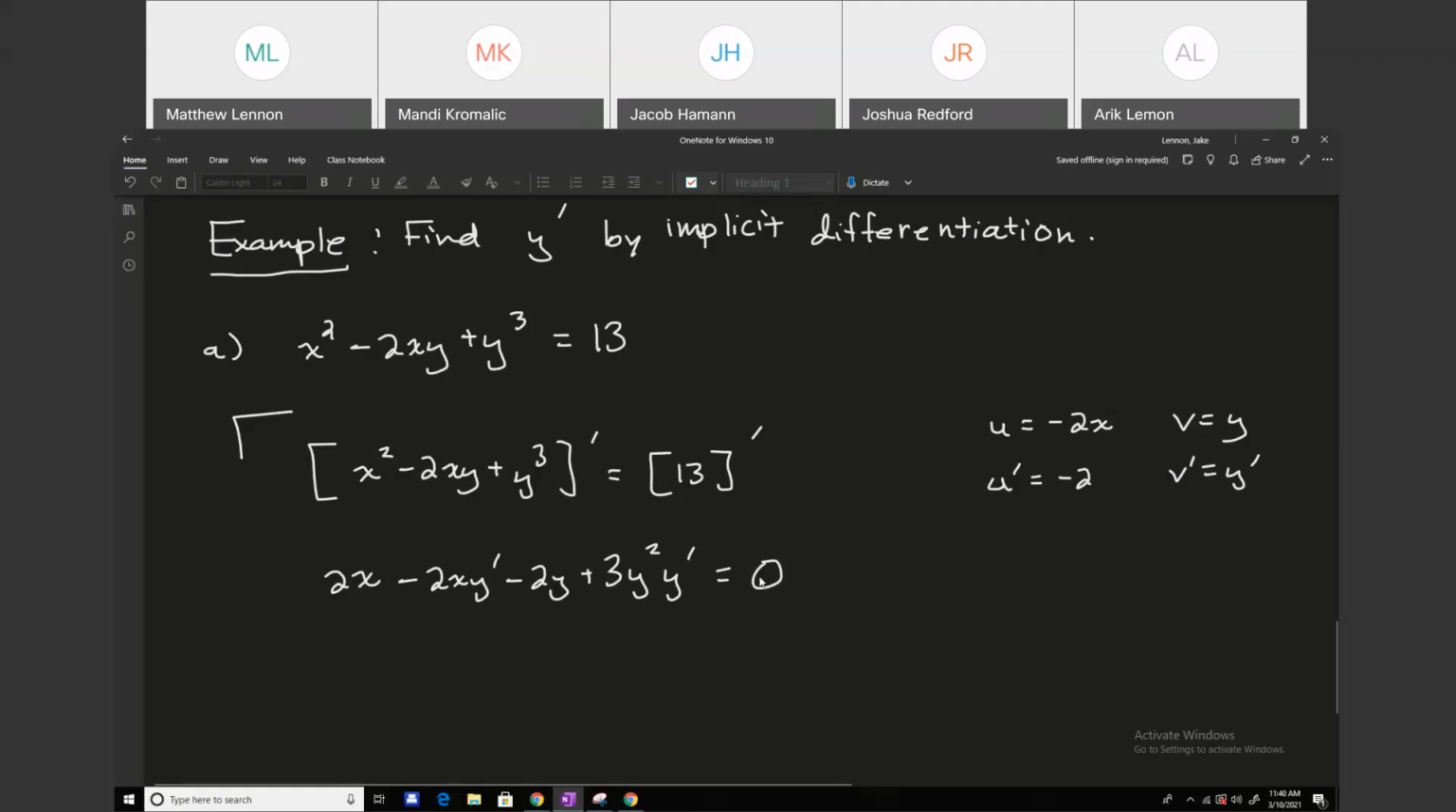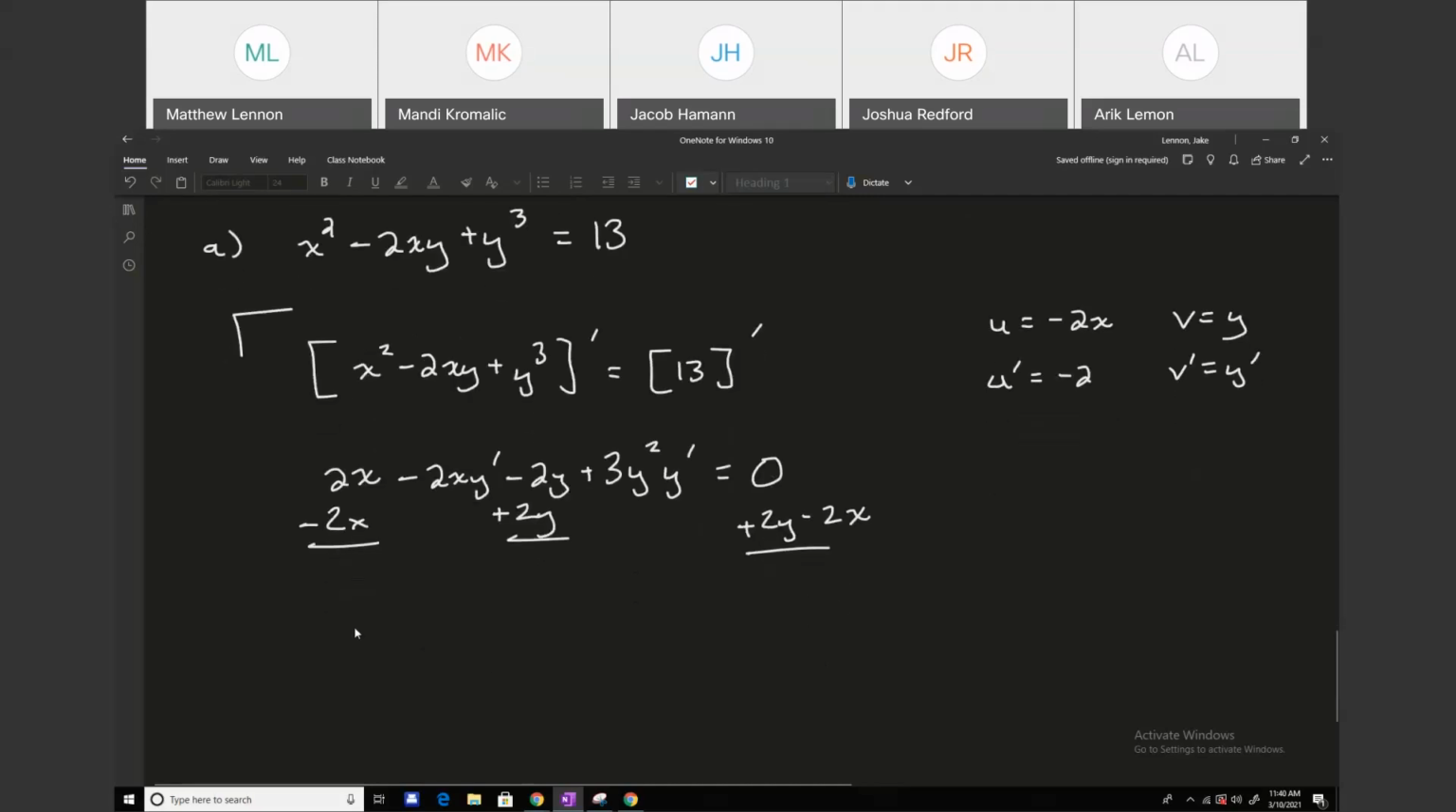It's just a constant. So again, we've got 4 terms, and the 2 we want to keep on the left are the 2x minus 2x y prime and the 3y squared y prime, because those both have y prime in them, so that's how we're going to factor it out. So we'll subtract a 2x and we'll add a 2y to both sides, so that way we're moving the terms that do not contain a y prime to the right.